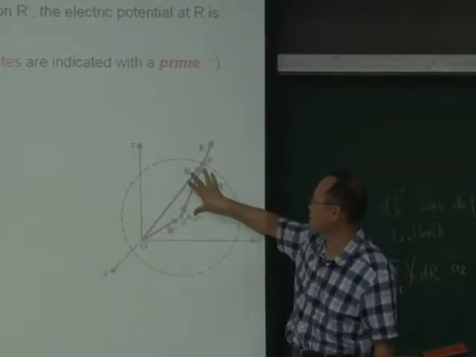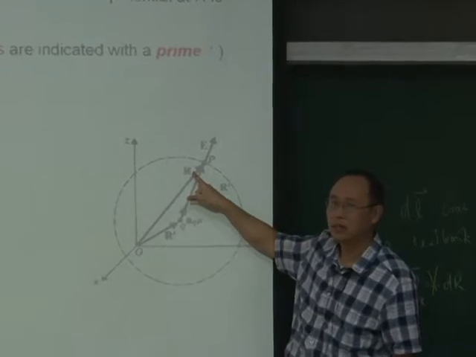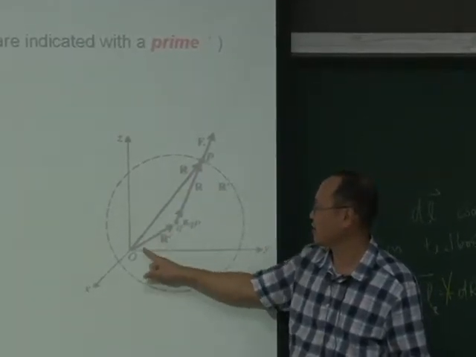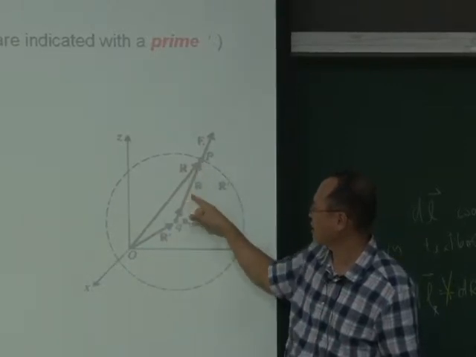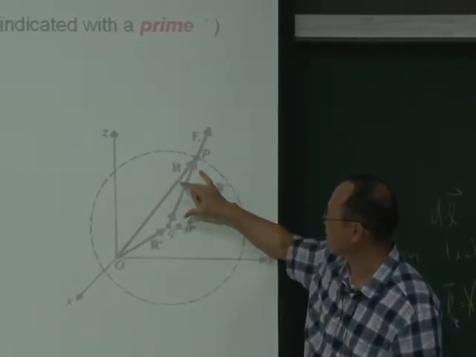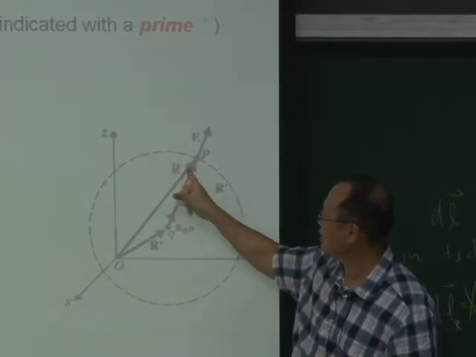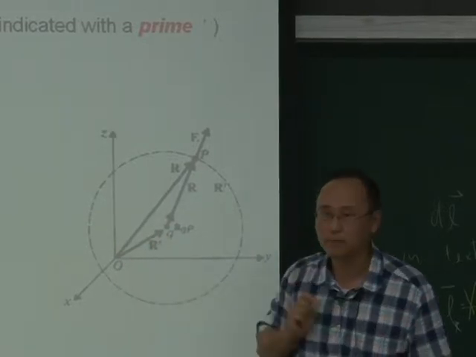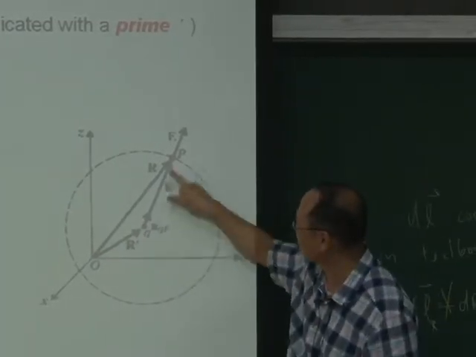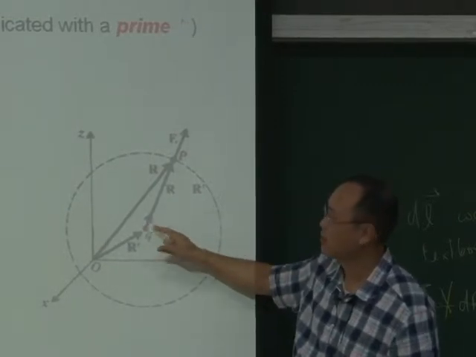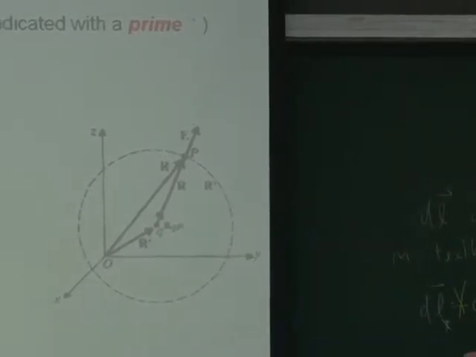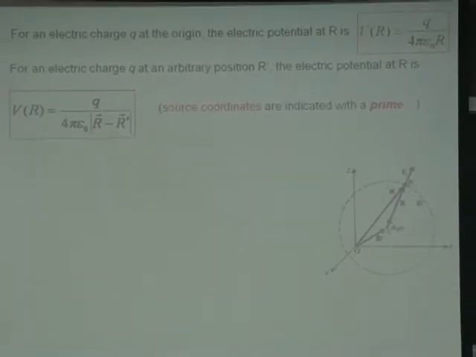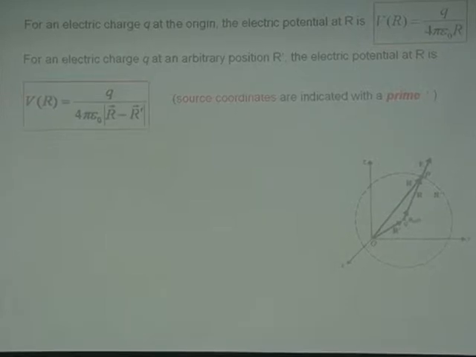Okay, and the radius of this circle is equal to the magnitude of this vector minus the magnitude... the R is equal to this vector minus R prime, this vector, right? This vector minus this vector equals this vector. Therefore, you put r minus r prime underneath of this expression. So this is understood to you.